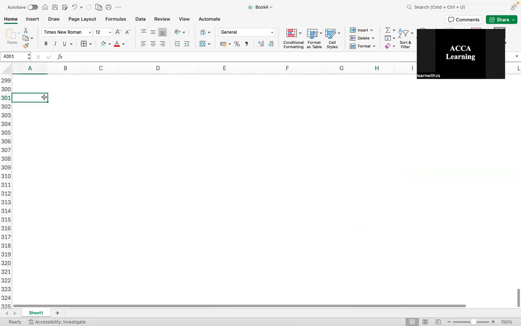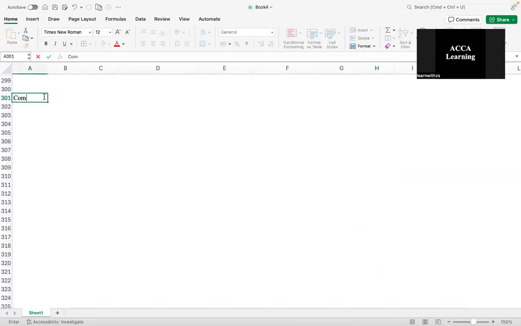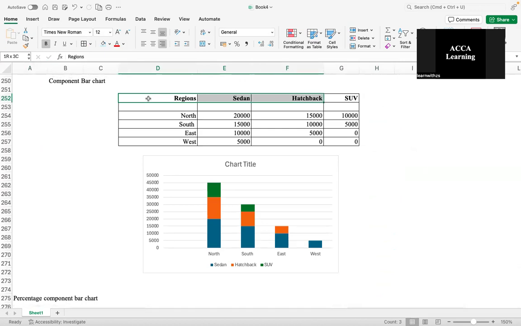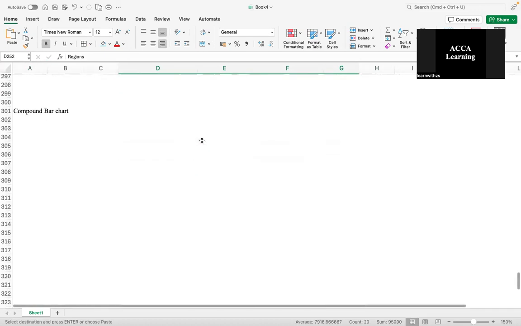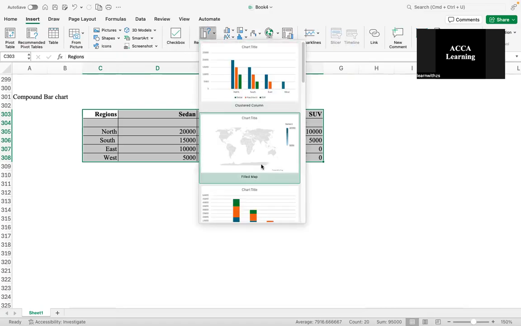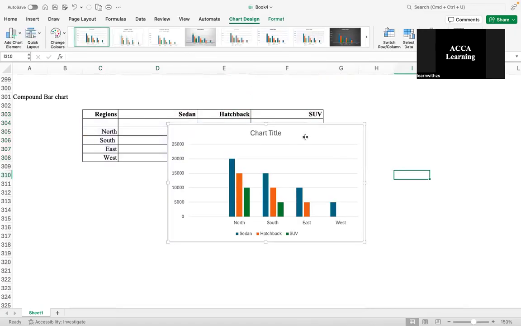Now we will talk about something called a compound bar chart. This also has bars. Okay. This is a little different. Let's take the same values we took for the component bar chart. Paste it down here. Put it in a table. Now, how would a compound bar chart look? This is what a compound bar chart would look like.